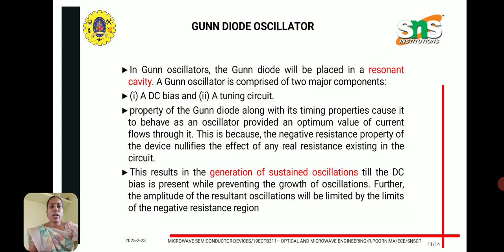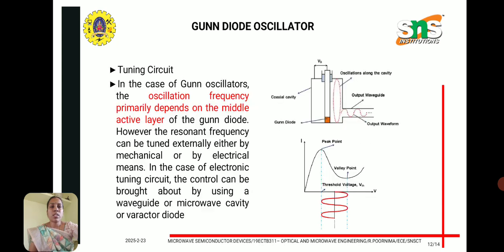We can use the Gunn diode as a Gunn diode oscillator, where the Gunn diode is placed in a resonant cavity. It consists of two major components: a DC bias and a tuning circuit. This can be used for generating sustained oscillation as long as the DC bias is present. And this is the tuning circuit. The oscillation frequency primarily depends on the middle active layer of the Gunn diode. However, the resonant frequency can be tuned externally by mechanical or electrical means. For an electronic tuning circuit, control can be achieved by using a waveguide, microwave cavity or varactor diode.